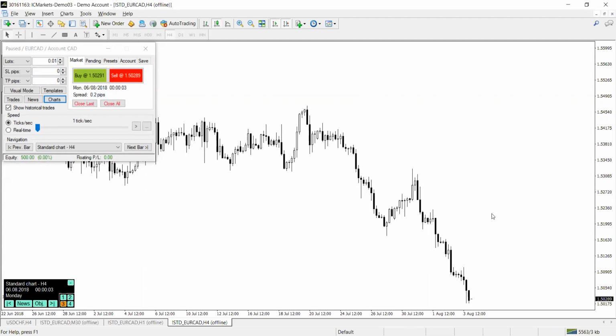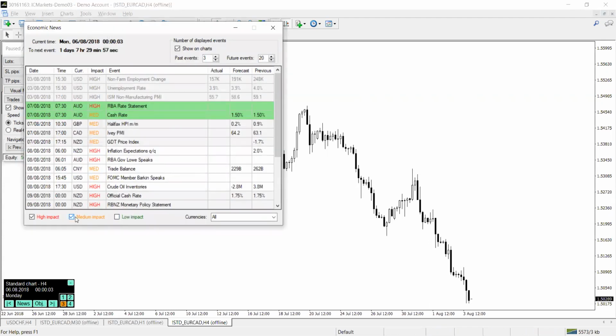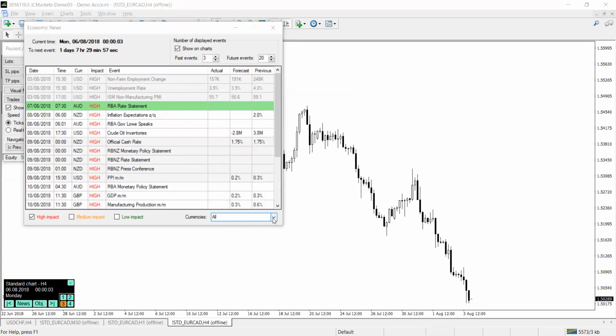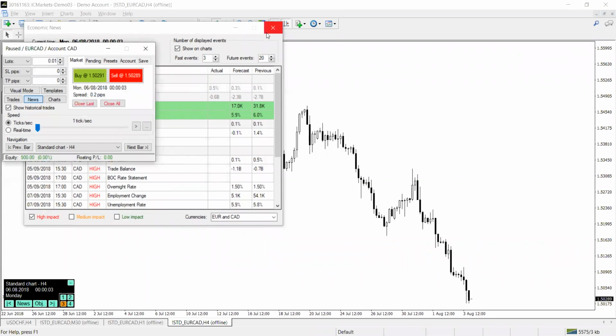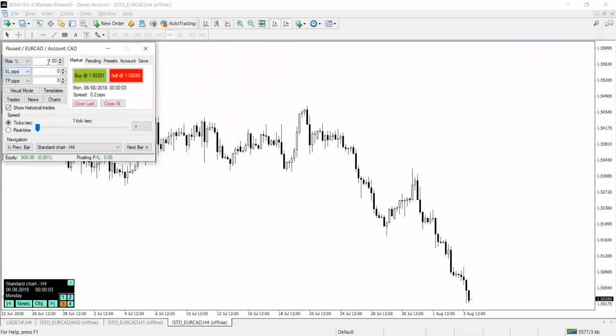I see a bearish market now. And I will wait for a pullback and rejection on 4 hour. Let me just change the news for a second quickly to low, medium, and just select EuroCAD only. Cool. Also at the same time, let me change this risk to 2.5%.